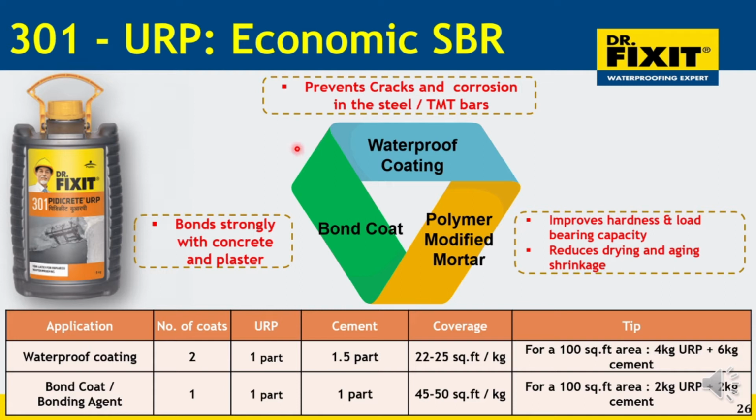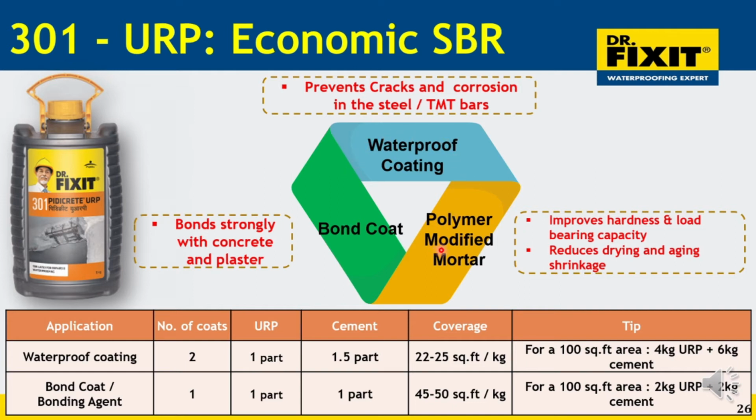Like I already informed in my earlier slide, it can be used as a waterproofing coat, bond coat and PMM. What is the benefit of using it as a waterproofing coating? It prevents cracks and corrosion in the steel bars, TMT bars. As a bond coating, it helps a strong bonding between the plaster and concrete, or old surface to new surface. It is sometimes like a Fevicol glue. Like Fevicol is used for sticking wood, our URP is used to stick concrete. In case of PMM, polymer modified mortar is used for making all the repair work, improves hardness and load bearing capacity, and reduces dry and aging shrinkage. So these are three major things we can make use of URP.